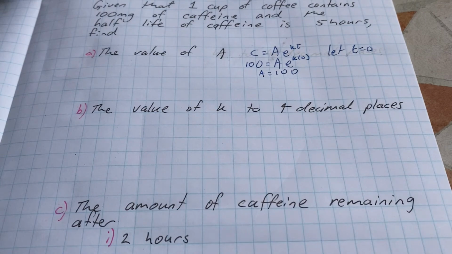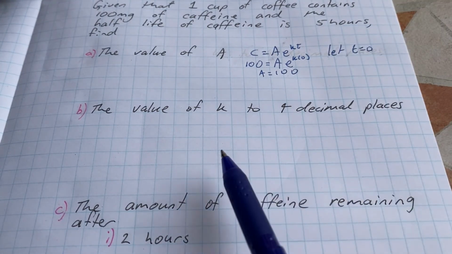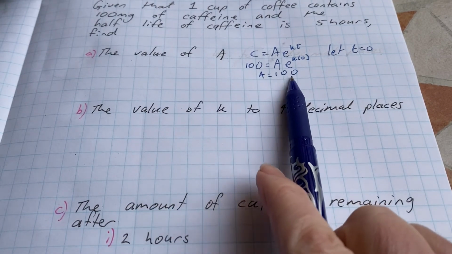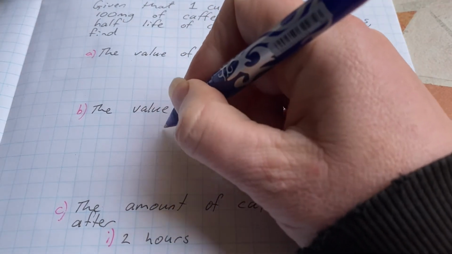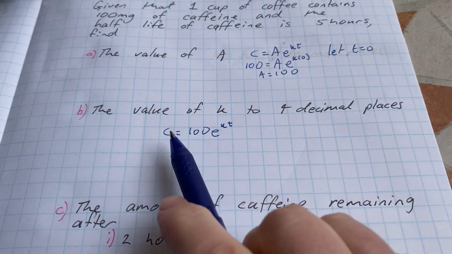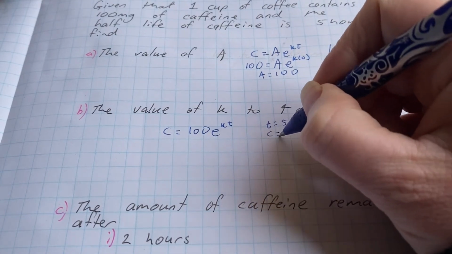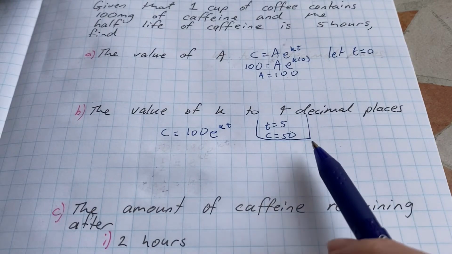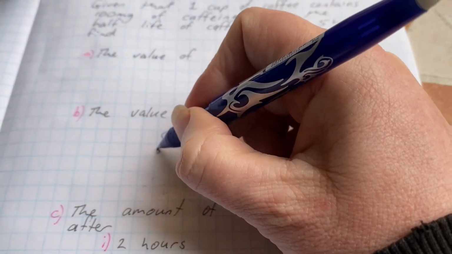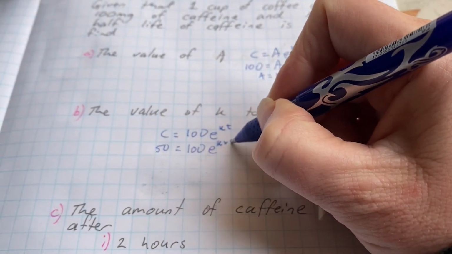Now, the half-life is the length of time it takes until the amount's halved. So in this case, the half-life tells us that after 5 hours, there'd be 50 milligrams left. Okay, so C equals 100 e to the kt. When t equals 5, C would equal 50, because 50 is half of what it was 5 hours ago. So 50 equals 100 e to the k times 5.